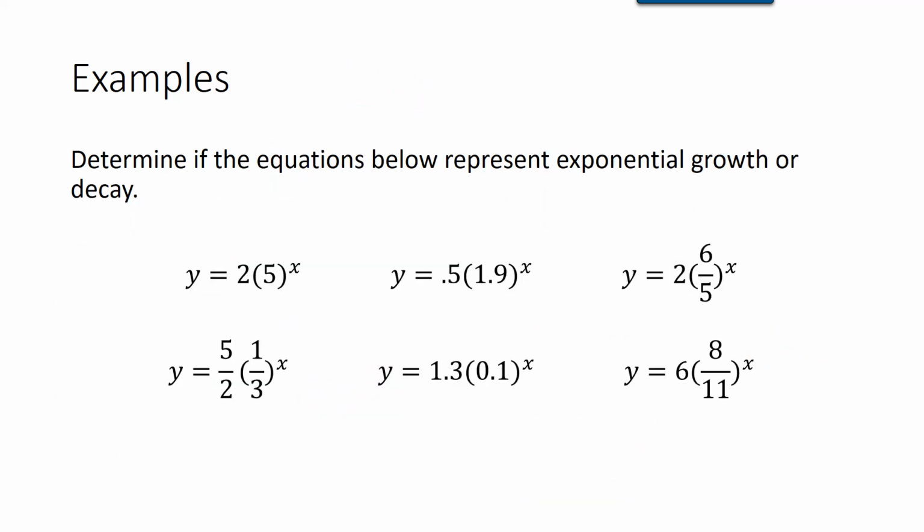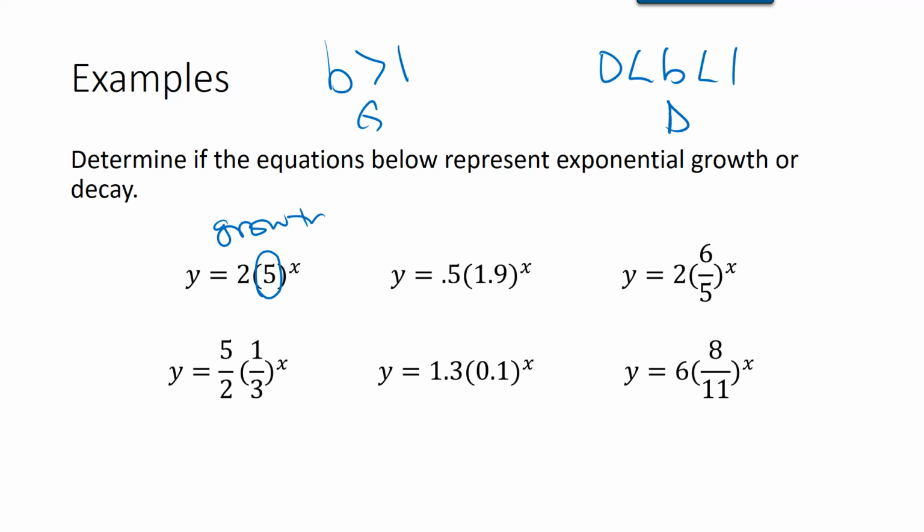The next one we're going to go to are the equations. And for the equations, remember, we're looking at that b value. Is it bigger than 1, or is it between 0 and 1? If it's bigger than 1, it's growth. Between 0 and 1, it's decay. So we have 6 examples here. First example, that b value is a 5, and 5 is bigger than 1, so this one is growth. Next example, again, we're just looking at this b value, the part that has the exponent on it. Here, our b value is 1.9. Well, that is greater than 1, so it again is growth.